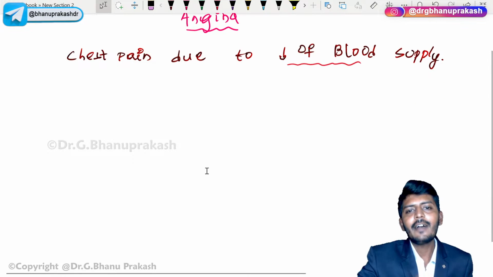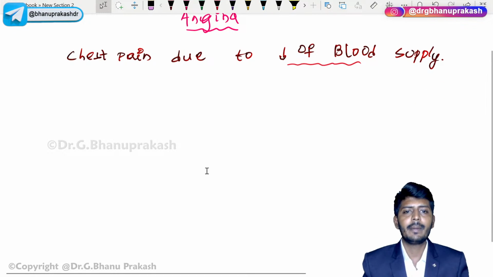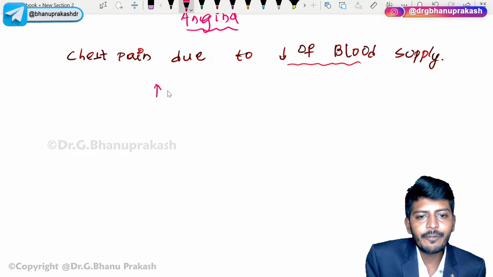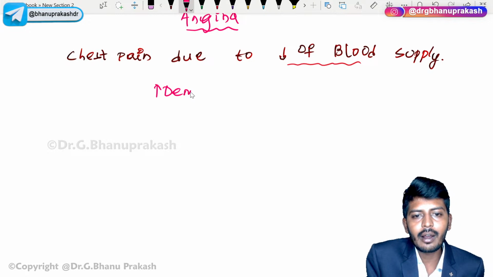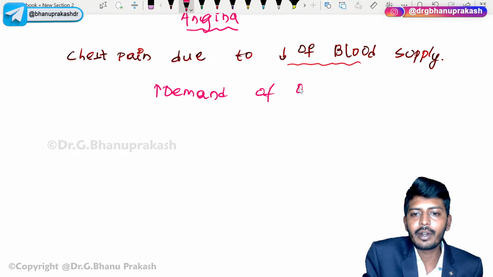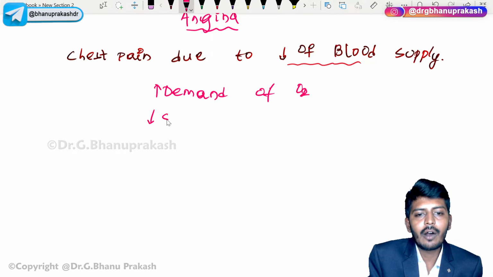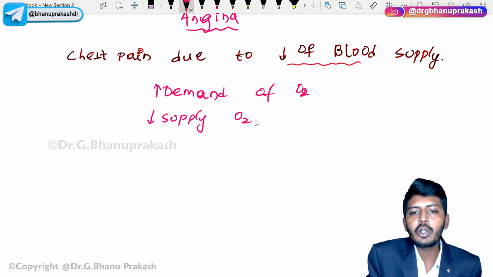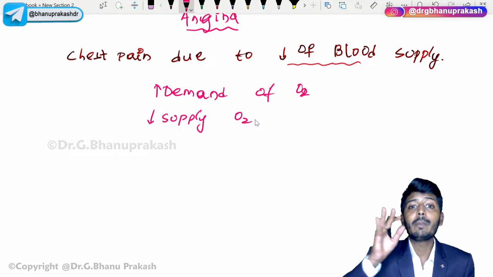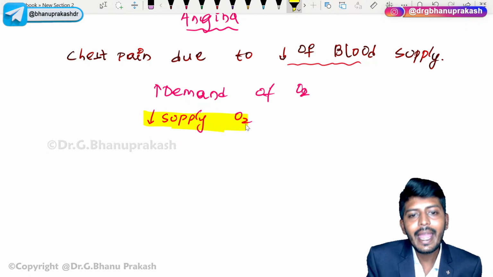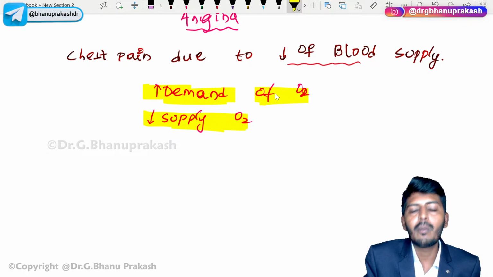Now when we are speaking of angina, what is the main problem here? The problem in angina is very simple. There is an increased demand of oxygen, or there can be decreased supply of oxygen. These are the two important statements. Remember, that is your lack of blood supply and your heart is demanding more oxygen.